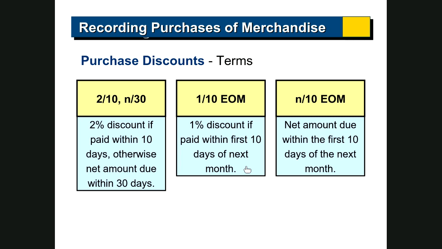No, next month. You see, it says days of next month. EOM means end of month. You follow? Next month. So 1/10 EOM means you have 1% discount until the first 10 days of the next month. Whatever the bill is, the month is showing in the bill. If the bill is sent to you in September, that means you have until the 10th of October to get the 1% discount. If the bill is dated anytime in October, 10th of November, you follow?